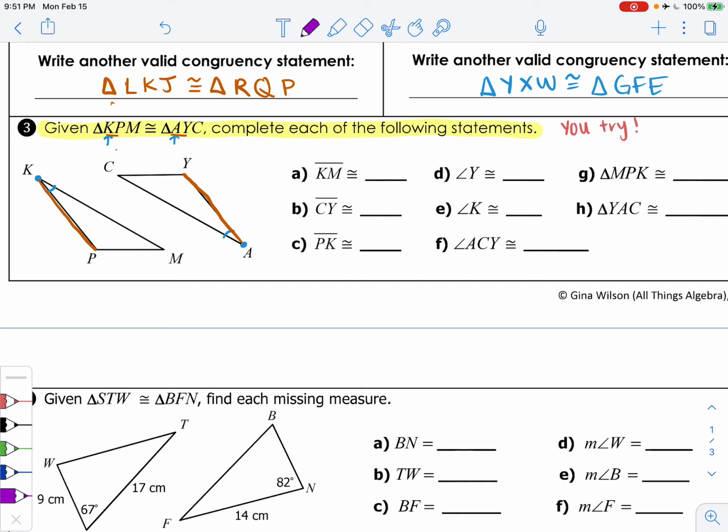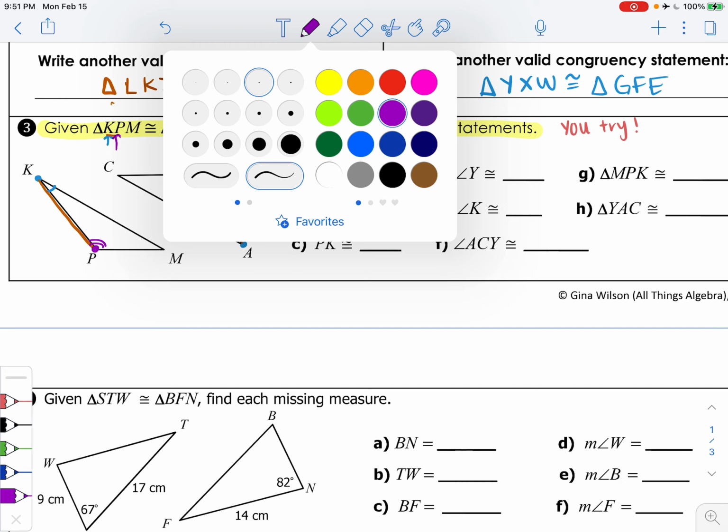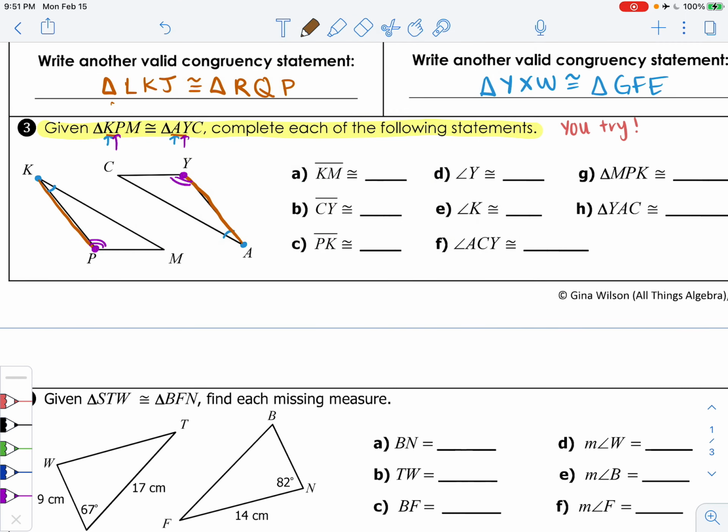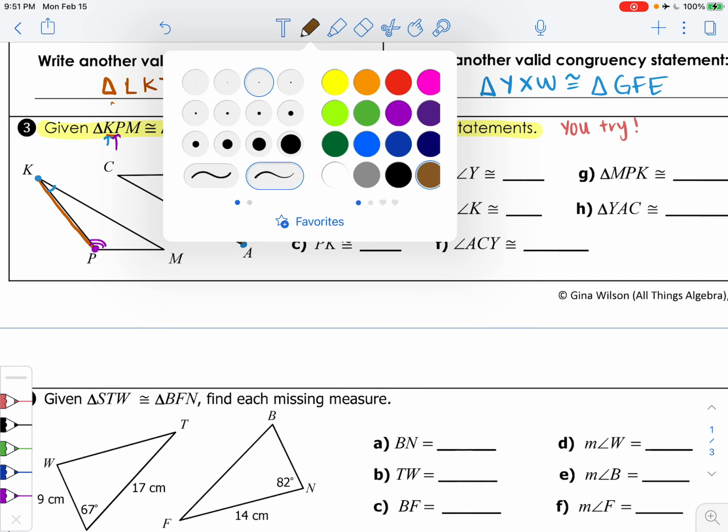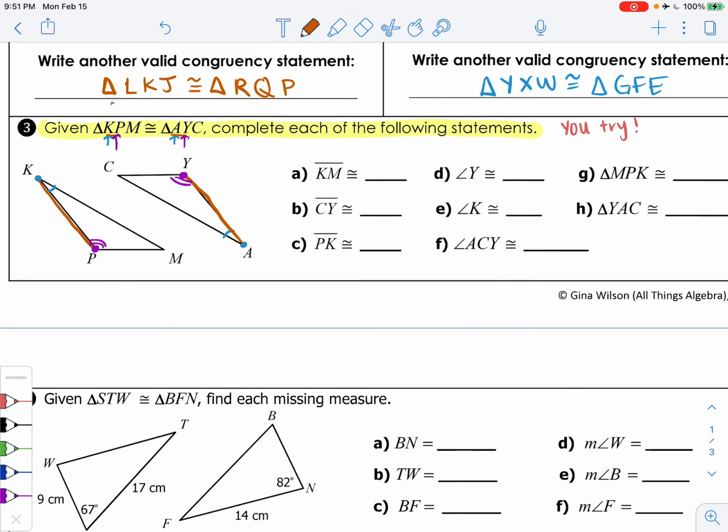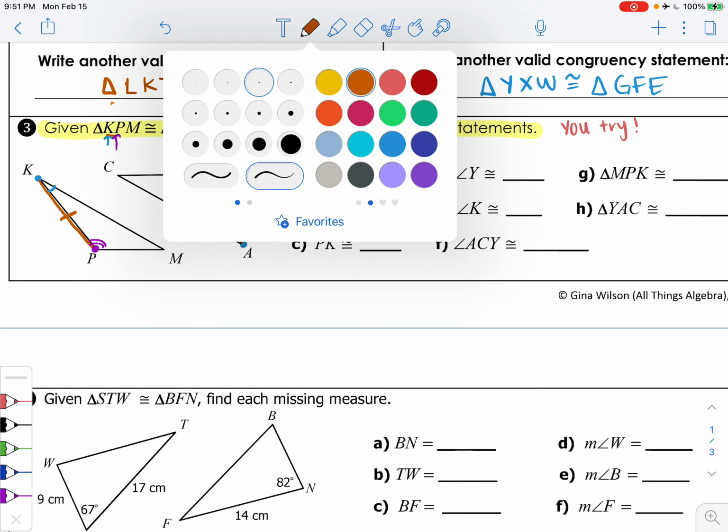And now we're at the second letter, P and Y. These ones are also corresponding, and their angles are congruent. Remember, the number of swoops shows us which angles are congruent, but another thing that's important, on the side lengths, they have tick marks. So remember, there's the swoops, there's the tick marks.